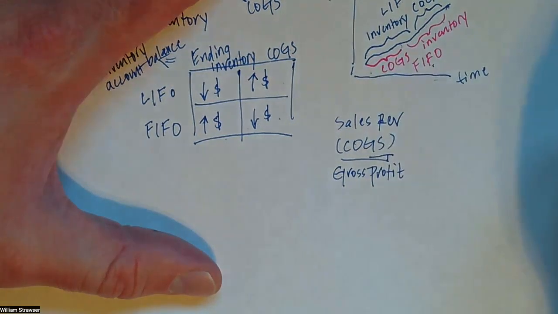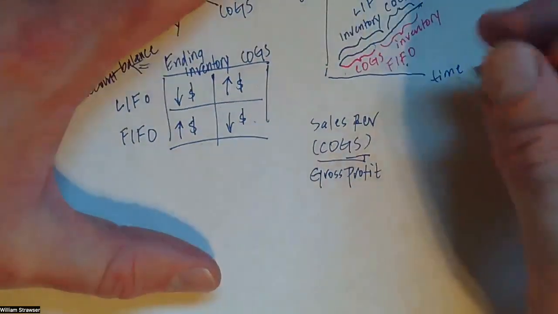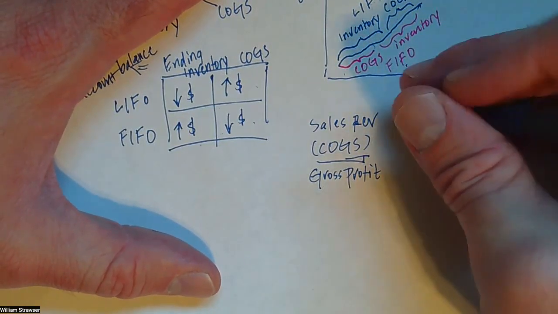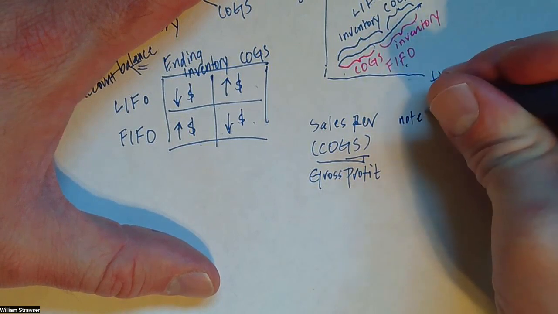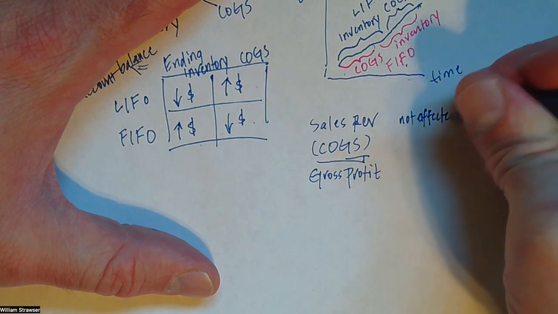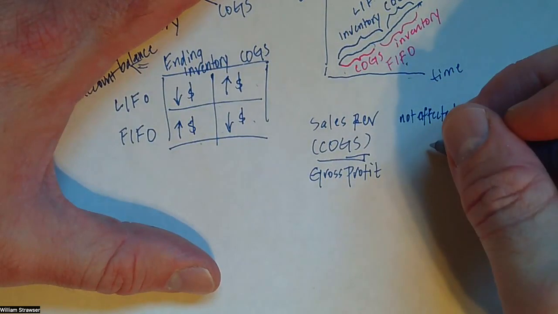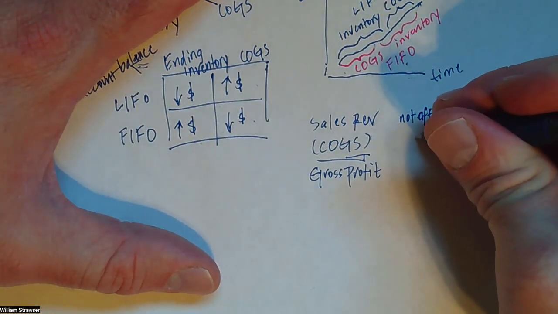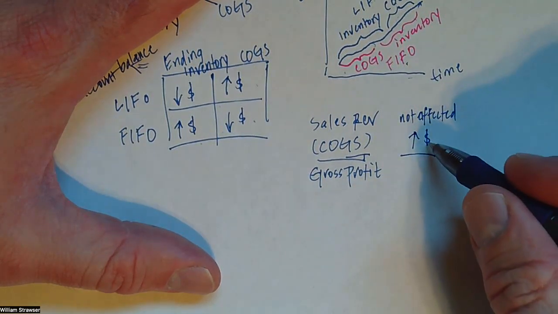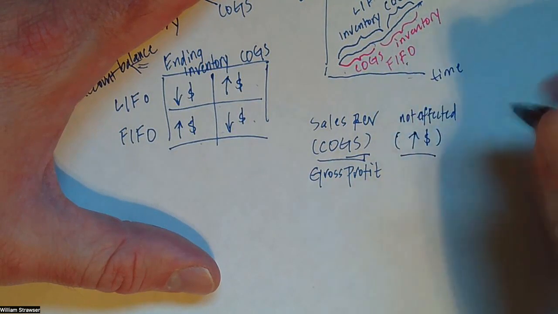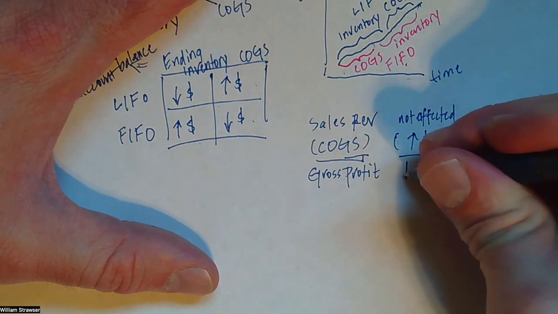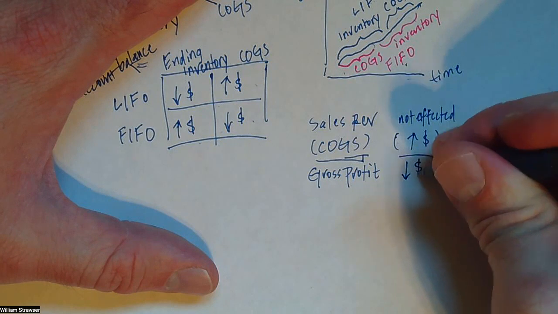Well, one thing that cost flow methods definitely don't affect is sales revenue, right? They do not affect at all the price we charge our customers for the goods we're selling. So sales revenue is not affected. Cost of goods sold is. If I adopt LIFO, I'm going to record a higher dollar value of cost of goods sold. So if I record something with a higher dollar value and I'm subtracting it from something that is not affected by my choice of cost flow methods, then I am going to report a lower dollar value of gross profit.